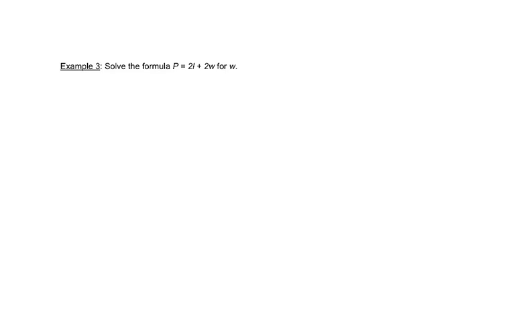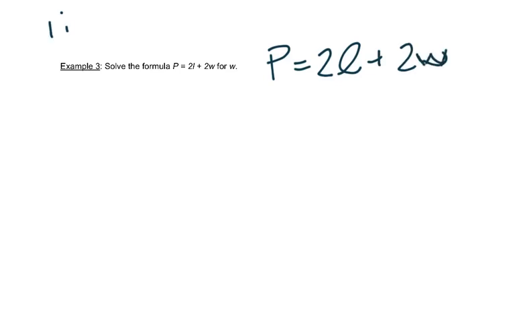This problem, it wants us to solve, let me write it out a little bigger. It wants us to solve for w. This is called a literal equation. You don't have to know that, but a literal equation just means that there's more than one letter in the equation. And we want w by itself.